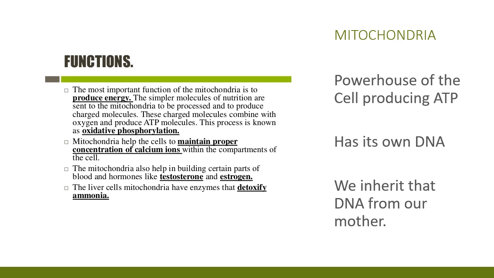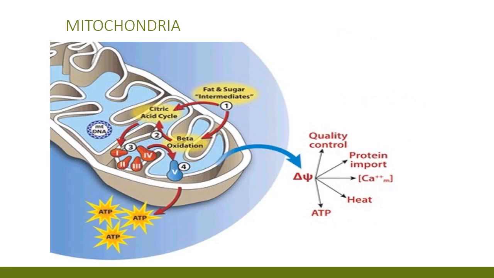Mitochondria help cells to maintain proper concentration of calcium ions as well. And the mitochondria also help build certain parts of blood and hormones like testosterone and estrogen. And in the liver cells, the mitochondria have enzymes that detoxify ammonia. Here's a little example of mitochondria, and it has its own DNA in there. And you're seeing fat and sugar intermediates go through a series of processes, and it makes different things. It's going to make ATP, number one. That's the most important thing.